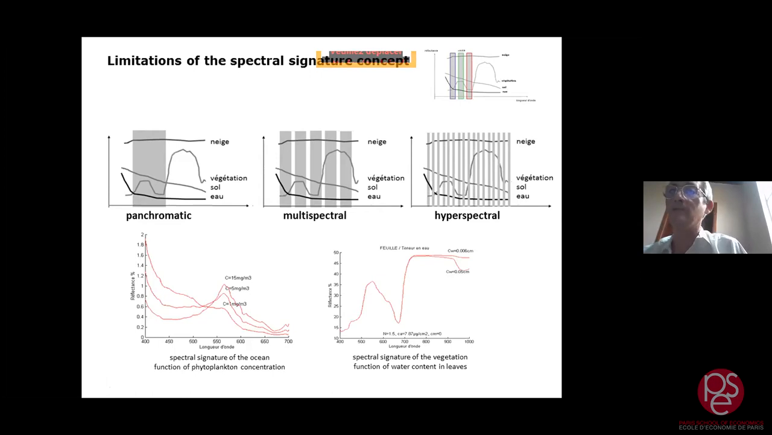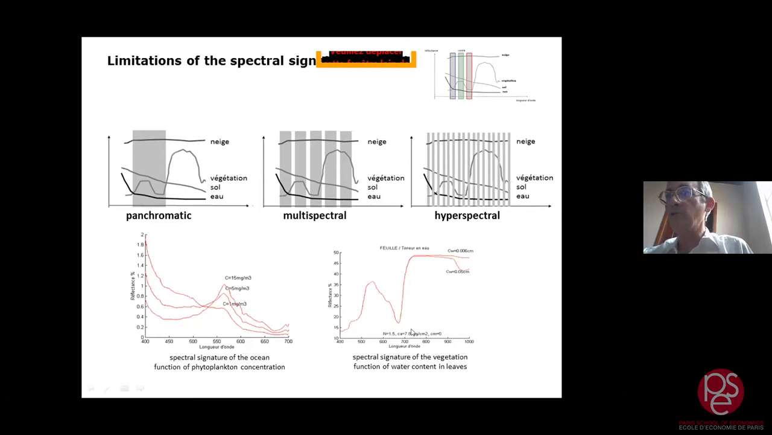not indirect at all. And in this other example, I show vegetation with two different water contents in the leaves. So when water is missing, which is a problem because the plant can die, this is a serious problem for ecology and agriculture.